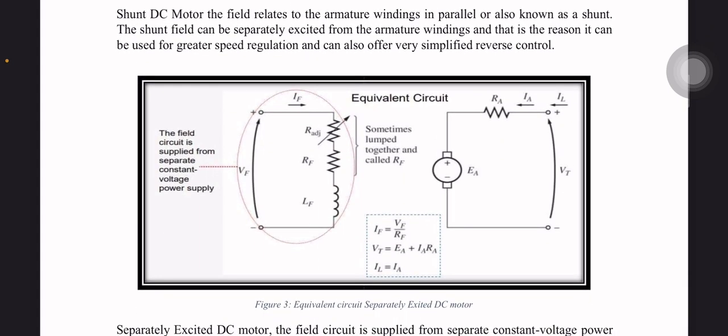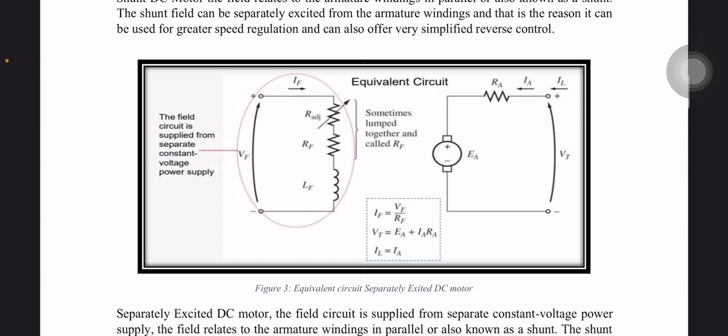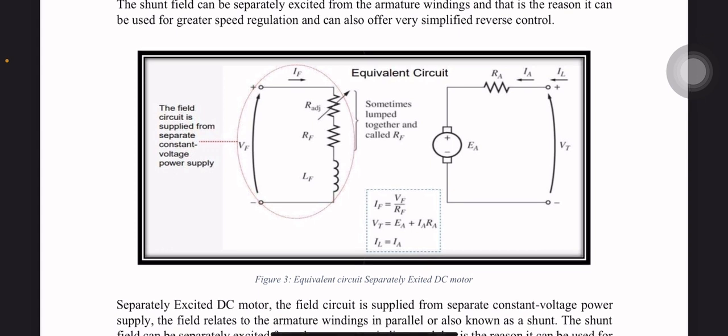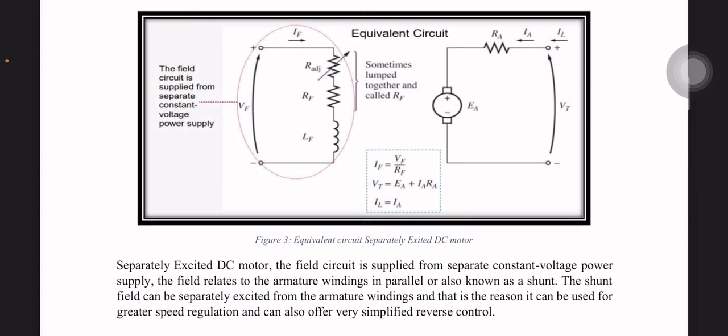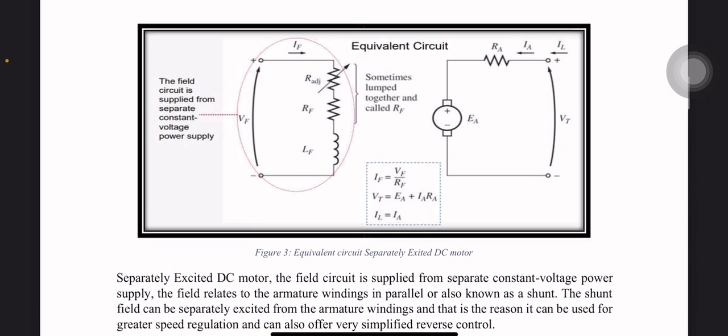Okay, we can see figure 3, the equivalent circuit of the separately excited DC motor. In the separately excited DC motor, the field circuit is supplied from a separate constant voltage power supply. The field is connected to the armature winding in parallel, also known as a shunt. The shunt field can be separately excited from the armature winding. That is the reason it can be used for greater speed regulation and can also offer very simple reverse control.